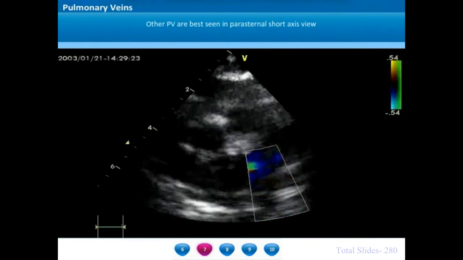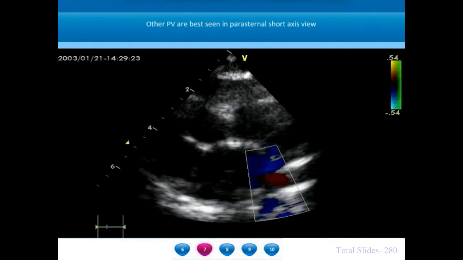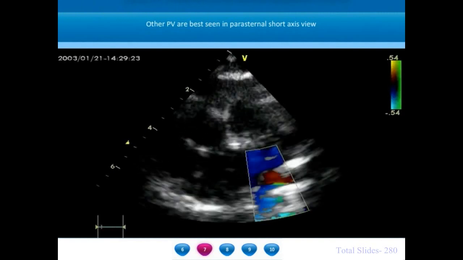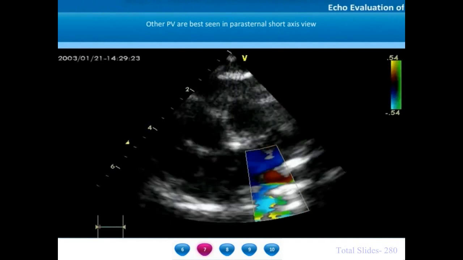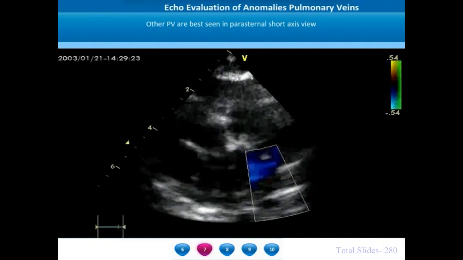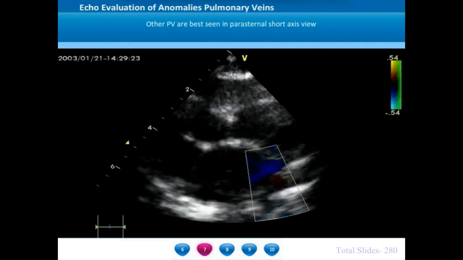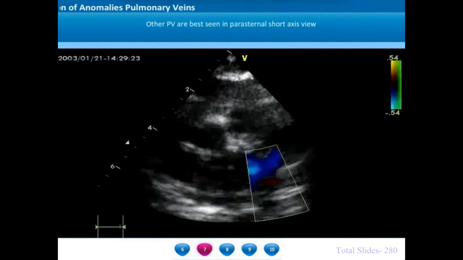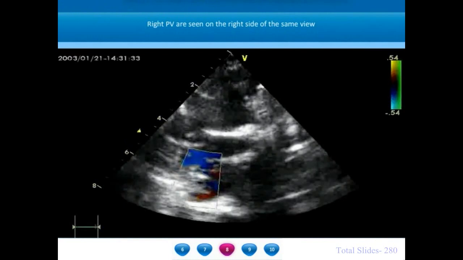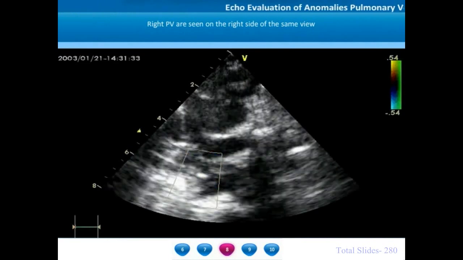On the parasternal short axis view, behind the aortic root, we see the left atrium, and on the left side of the left atrium, we see the two pulmonary veins entering. The left upper pulmonary vein has a blue coding and the left lower pulmonary vein has a red coding. Similarly, the right pulmonary veins will be seen on the right side of the left atrium with the same color coding. The upper pulmonary veins take a blue color and the lower pulmonary veins take a red color.